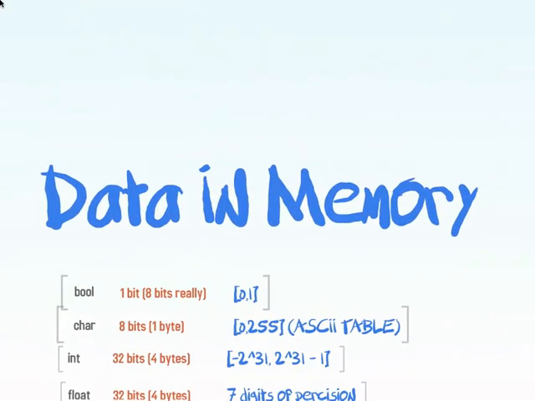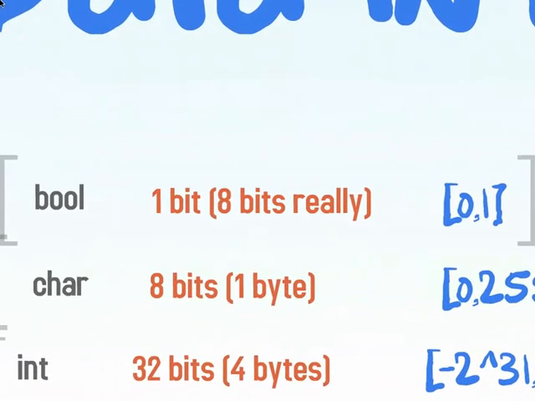Alright, so we have these data types and we have this kind of high-level understanding of how data is actually stored on our different devices. So let's take a look at what our data types look like in memory. So we have the Boolean. The Boolean value, if you remember, only takes 2 values, true or false. So really that could be stored in 1 bit.